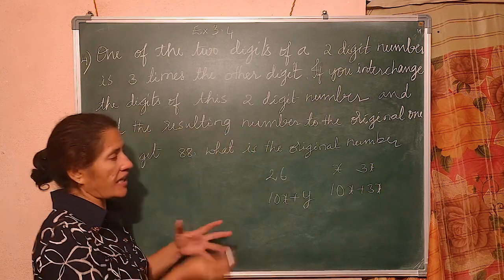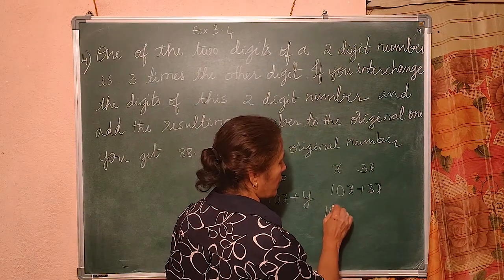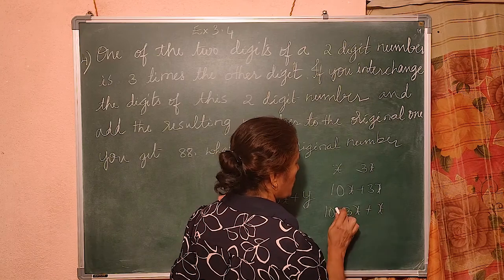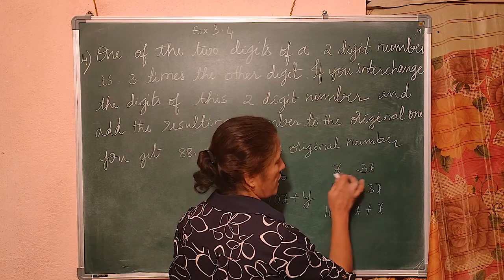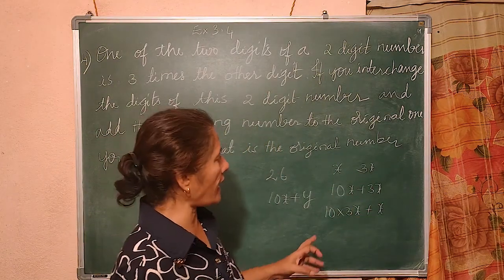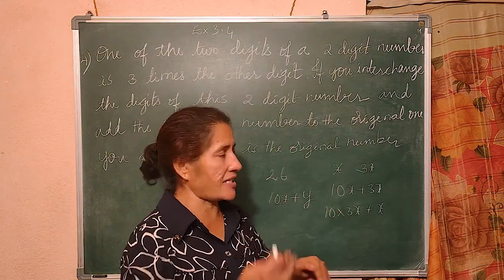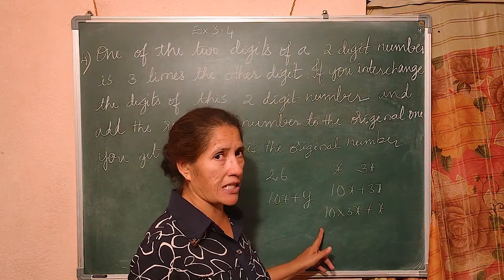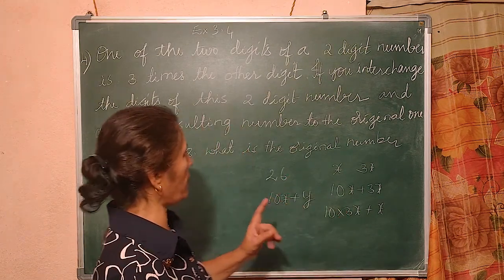What happens when I interchange the number? This 3x comes here. So 10 into 3x plus x. Originally the number has digits x and 3x, and when I write it as a two-digit number, I write 10x plus 3x. But when I interchange the digits, what happens, children? 3x comes here, so it is in the tens place, plus x. So now, let me continue.